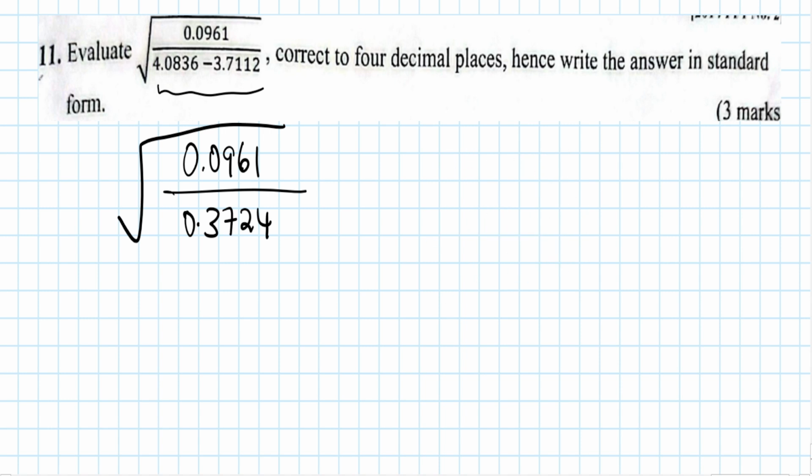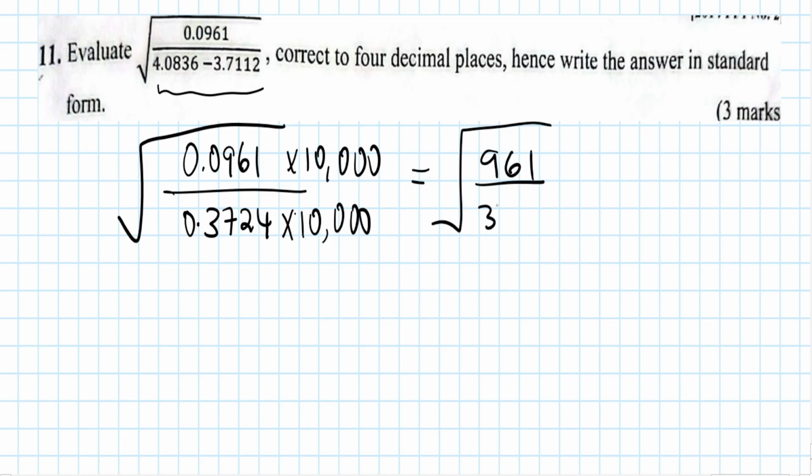So once you know that, now let's remove the decimals, because this has 4 decimal points. You just multiply by 10,000, and you just remain with 961 over 3724. That's the square root of 961, really. Yeah, there is a square root of 961, but also, can 961 go into 3724? Can it? No. So what I know is that the square root of 961 is 31.